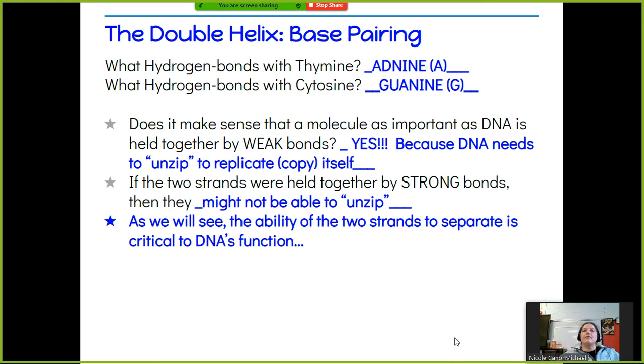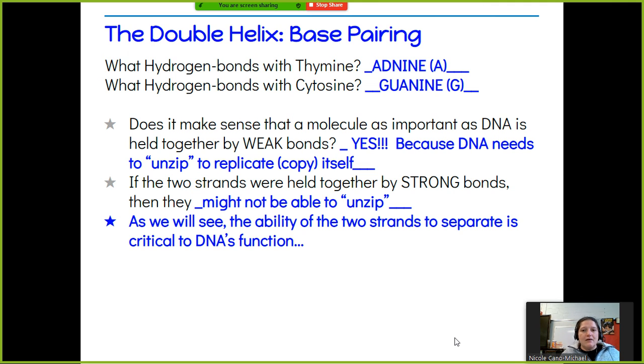All right, so again, base pairing. Hydrogen bonds with thymine is always adenine. Hydrogen bonds with cytosine is always guanine. So then the question came up of, okay, cool. So DNA is super important. We need it for life. It has to go through all of this stuff, carries all of our genetic information. Why on earth is the weakest bond that we know of chemically holding this stuff together? Does it make sense that this molecule, which is so important, is held together by super weak bonds?